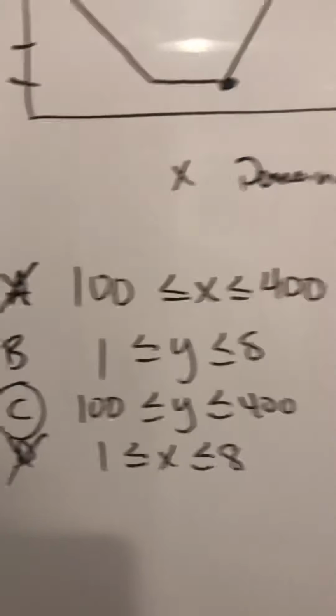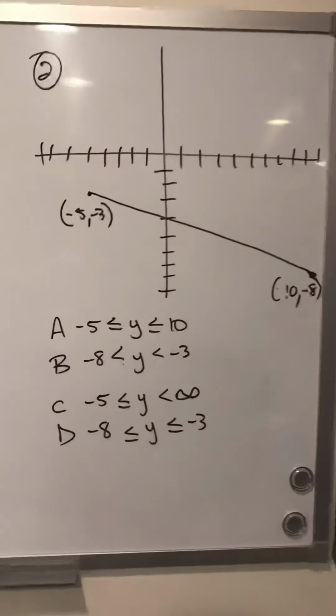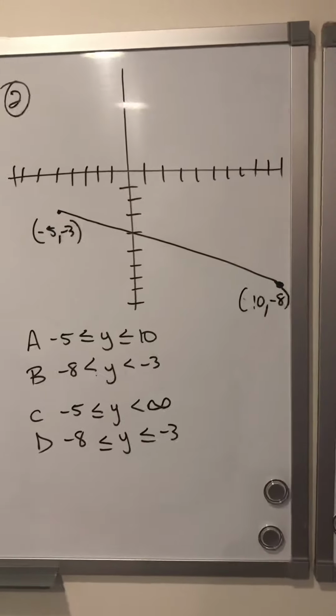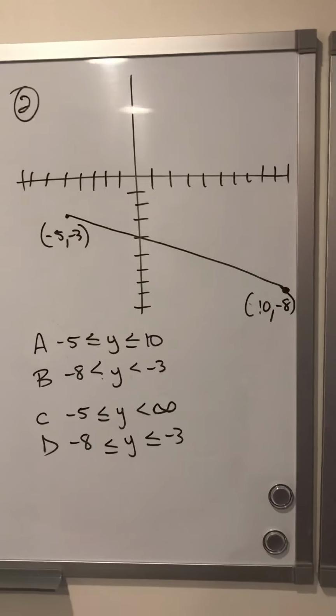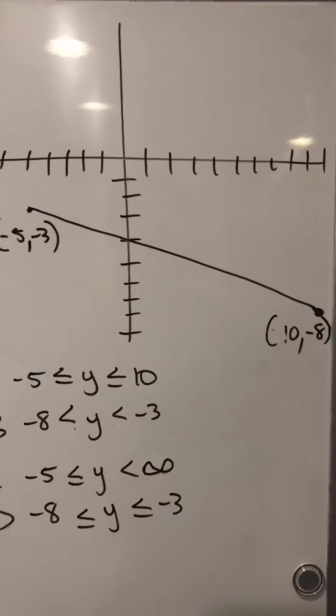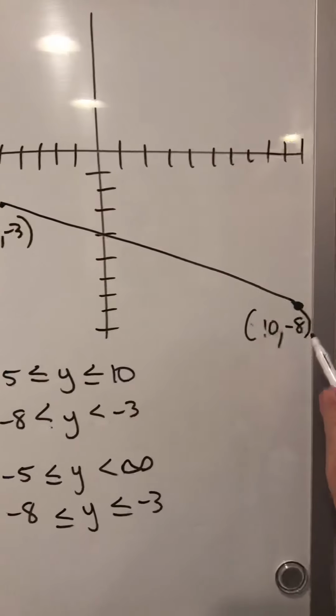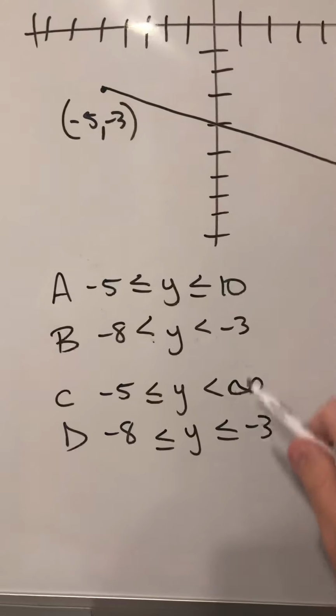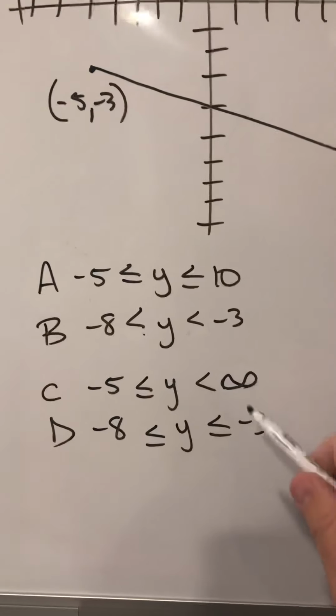That's C. We go to number 2, same thing is happening. Same exact thing. We're not worried about the x values because they're asking us for the range. So we're only worried about the y values. So it goes between -3 and -8. If I go down here, the two that talk about -3 and -8 are B and D.